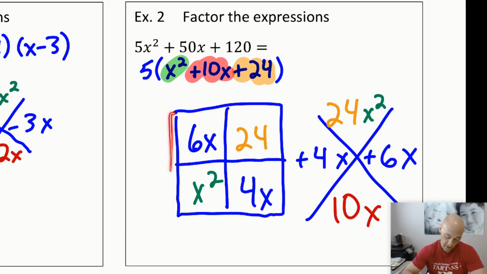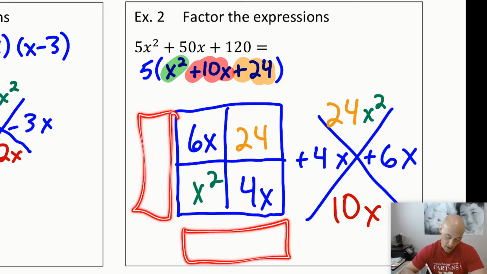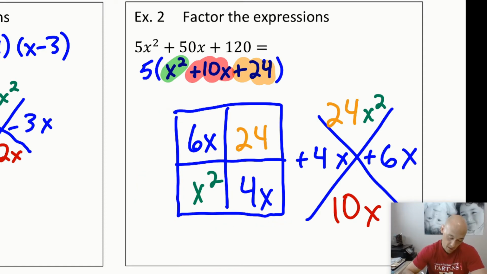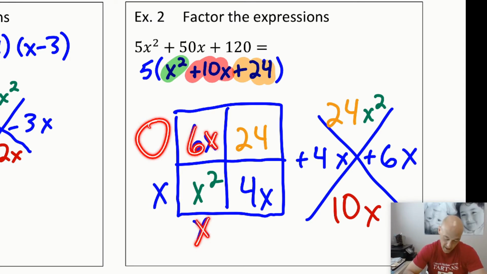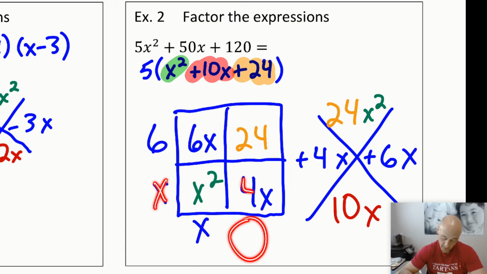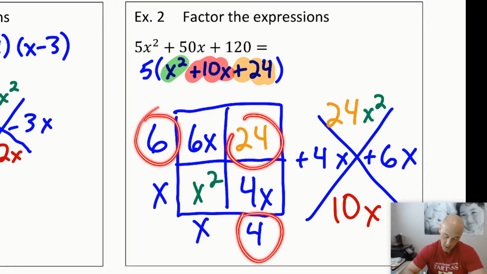So now we need to find the height and the width of the outside of that rectangle. So what times what is x squared? X times x is x squared. X times what is 6x? X times 6 is 6x. X times what is 4x? X times 4 is 4x. And is 6 times 4 24?